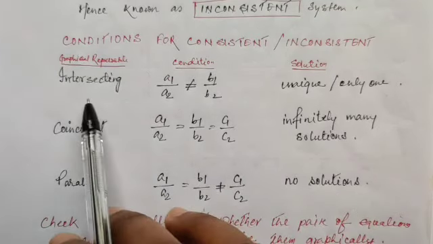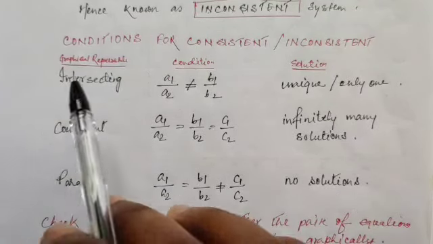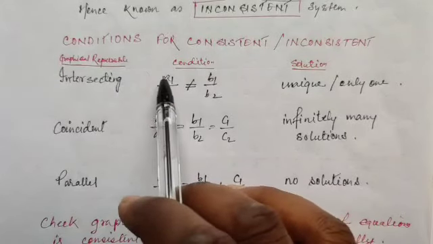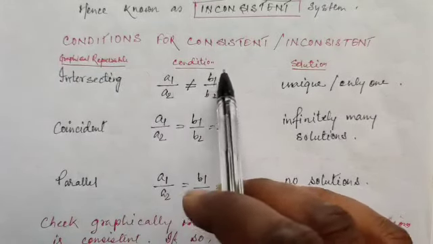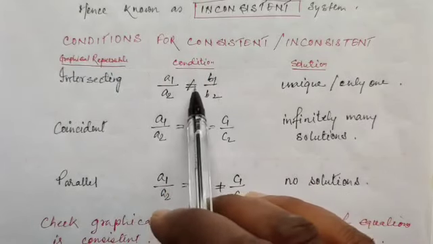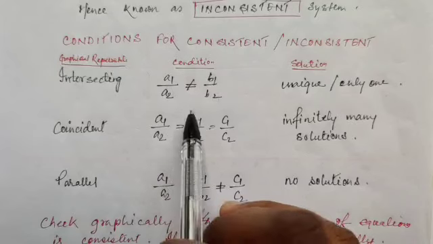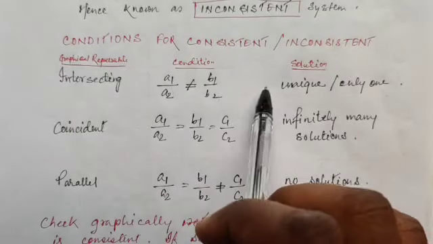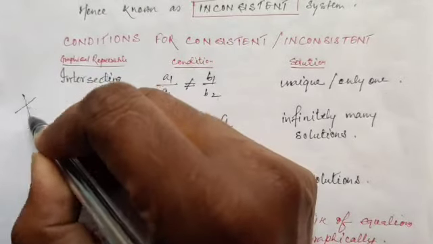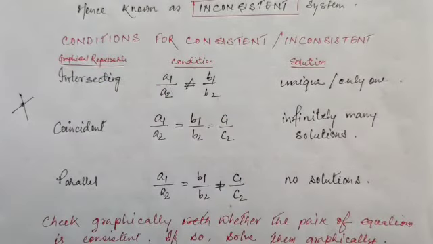These are the conditions. When two lines are intersecting, the ratio of the x coefficients and the ratio of the y coefficients are not proportional. In such a case we have only one solution. Why one solution? Because at one point they will intersect.